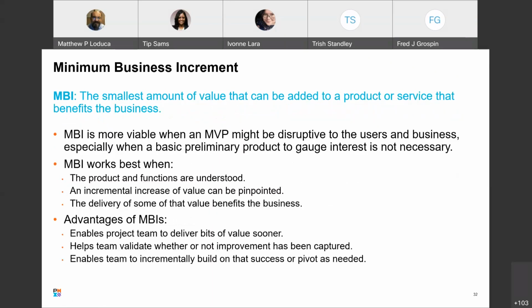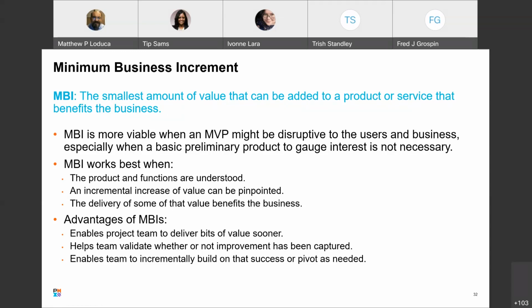Minimum business increment. Now, this is a variance on the MVP, and I don't know who made this up, but it's the smallest amount of value that can be added to a product or service that benefits the business. So we have the MVP, but then somebody's like, well, it's a big change for the client, so we're gonna do it in smaller things. And again, I'm not necessarily sure I understand what the benefit of this thing is. This is the first time I saw this concept. It's confusing to me at best.